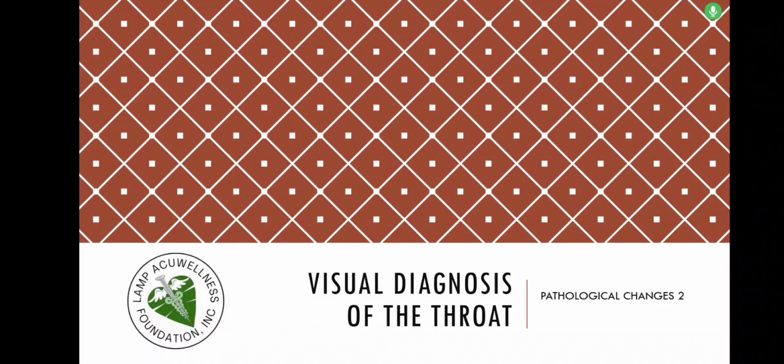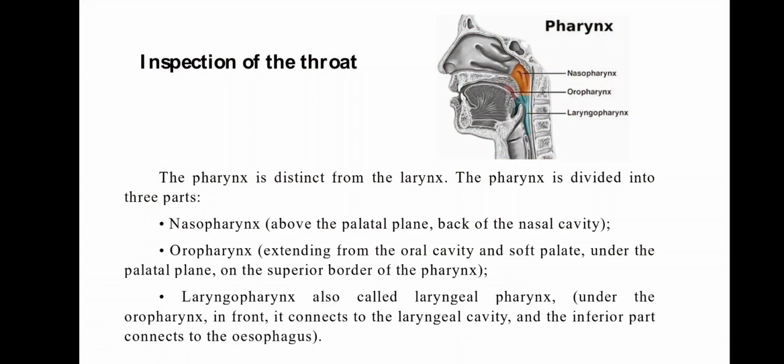Now let us go to visual diagnosis of the throat. The topic is pathological changes, part 2. The pharynx is distinct from the larynx.